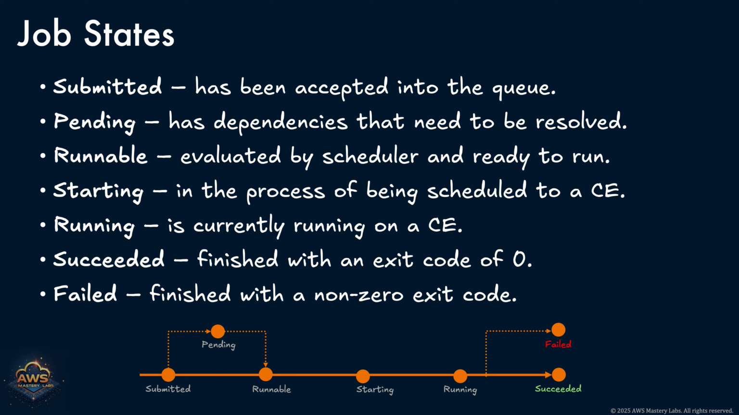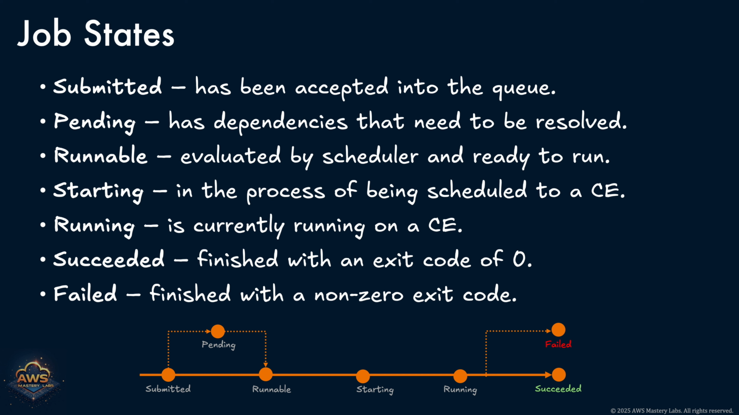From there, a job may move into the pending state. This happens when the job has unmet dependencies, such as another job it's waiting for to complete, or when it's part of an array job or a job dependency chain. Pending jobs are temporarily blocked until those prerequisites are resolved. Once all dependencies are cleared, the job transitions into the runnable state. This is where the AWS Batch Scheduler actively evaluates the job against available compute environments, resource availability, priorities, and fair share settings. It's ready to run, but waiting for the right time and place.